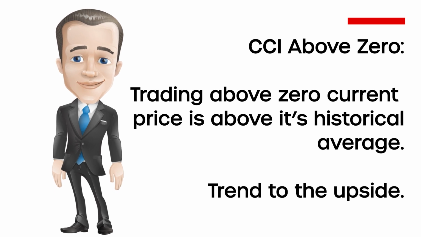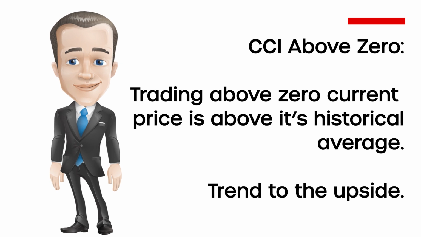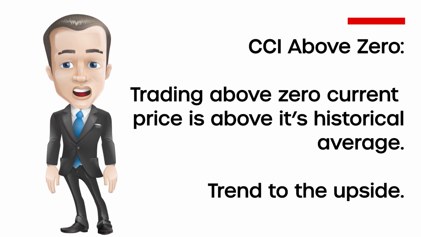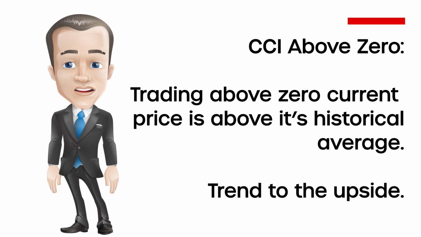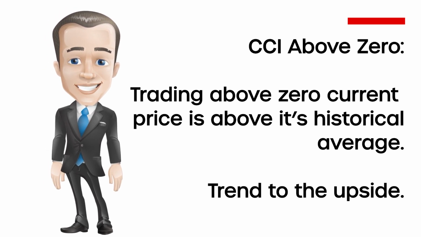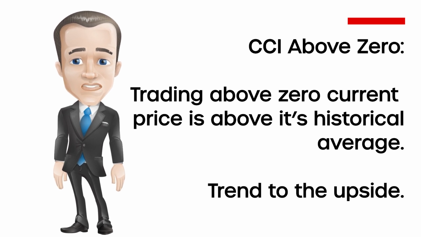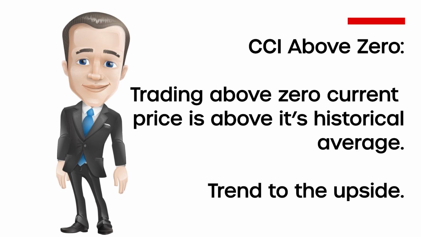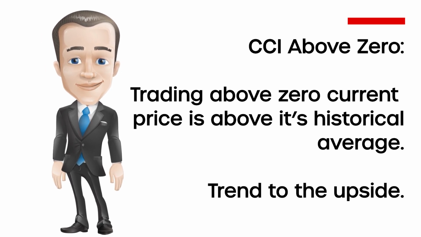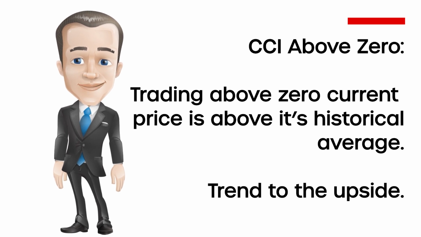CCI above zero indicates price is above the historic average. When trading above zero, the current price is above its historical average. When CCI is below zero, the current price is below its historical average. Low readings below negative 100 indicate the trend has been to the downside. Readings above 100 indicate there has been a trend to the upside.